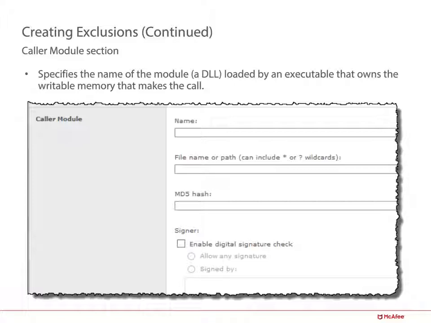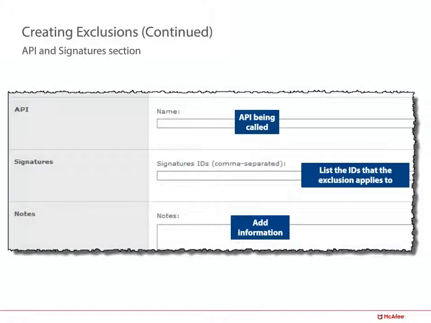In the caller module section of creating the exclusions, you need to specify the name of the module. It would be a DLL that is loaded by the executable that owns the writable memory that makes the call. This field is required with at least one other field, the file name or the path, the MD5 hash, or the signer. In the API section, you define the name, which specifies the name of the API, what application programming interface is being called.